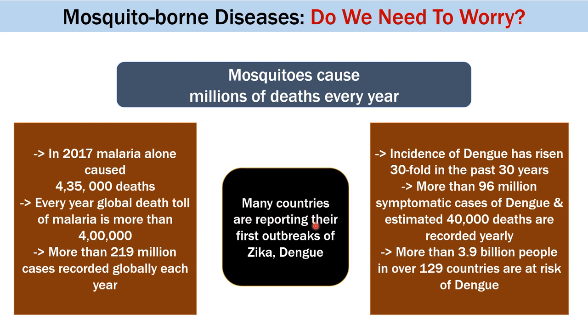Many countries are reporting their first outbreak of Zika and dengue, which means the dengue mosquitoes have been expanding and the cases of these diseases have been increasing. The incidence of dengue has risen 30-fold in the past 30 years. More than 96 million symptomatic cases of dengue and an estimated 40,000 deaths are recorded yearly. More than 3.9 billion people in over 129 countries, which means half of the world's population, are at risk of dengue.